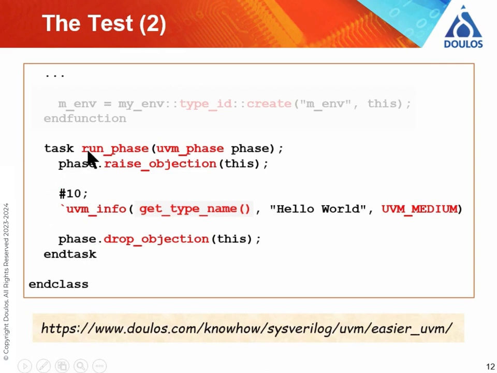When you call these methods, you need to say who it is that's raising or dropping the objection by passing in the this pointer. Doing so is necessary for various reasons, including helping with debugging objections. I'm sure you can imagine that it is easy to come up with a test bench that stops before it should or doesn't stop when it should. I'm sure you can imagine that you're going to spend some time debugging objections when you use UVM.